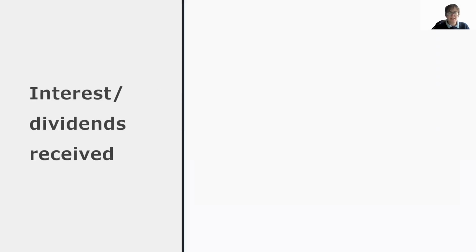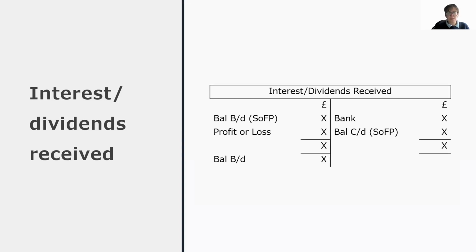So we've got interest and dividends received then. For both of these, you can use the same pro forma. They are both credit accounts. It is income coming in. So our balance brought down from the previous period is going to be on the debit side, whilst we're going to have the balance carried forward to the next period in the credit side of the account. Our profit or loss would also be on the debit because it's money coming in. And on the left, we would have our bank account.